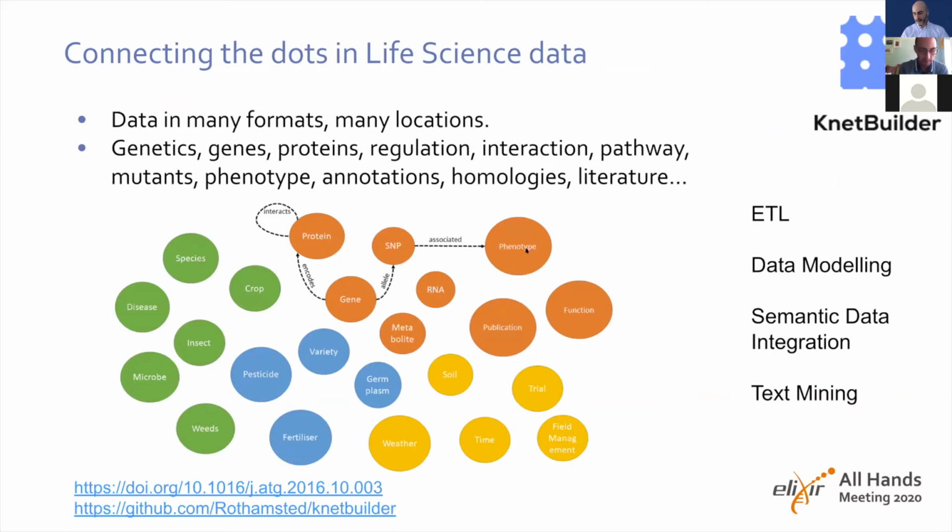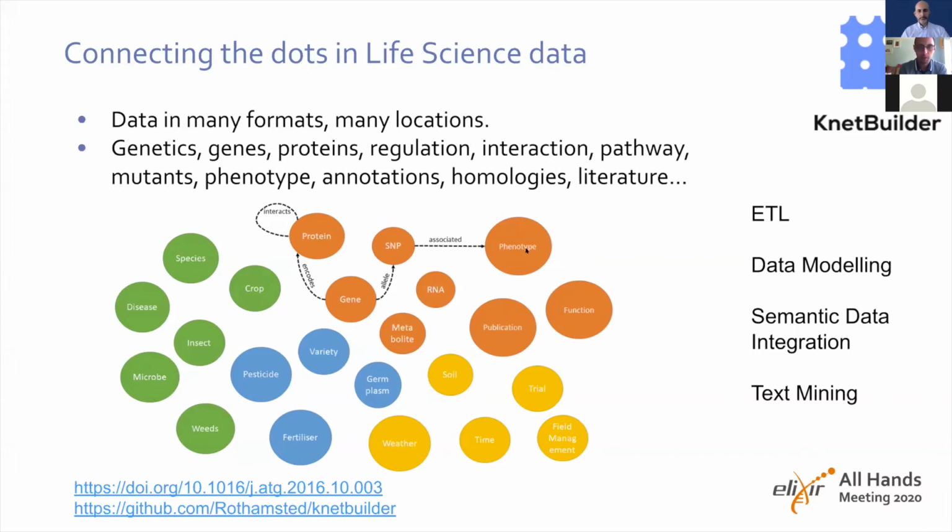NetBuilder is a command line interface-based tool for pulling together and connecting the dots in life science data. As all of you know here, data comes in many formats and is in many locations. So for a given species, NetBuilder helps us to semantically model and integrate diverse data ranging from genetic studies, gene networks, to annotations, homologies, and the literature. It creates a labeled property graph, also known as a knowledge graph.